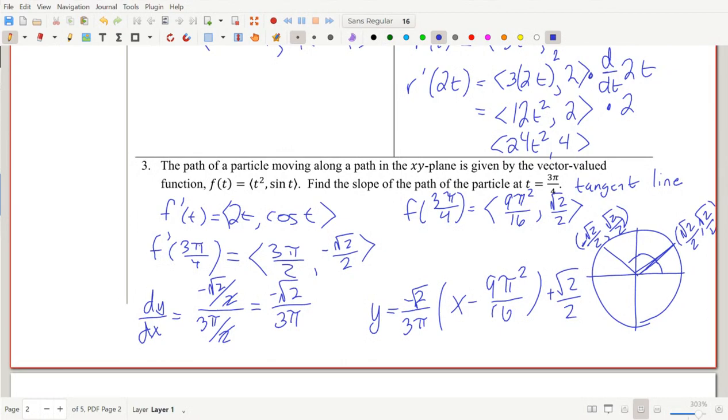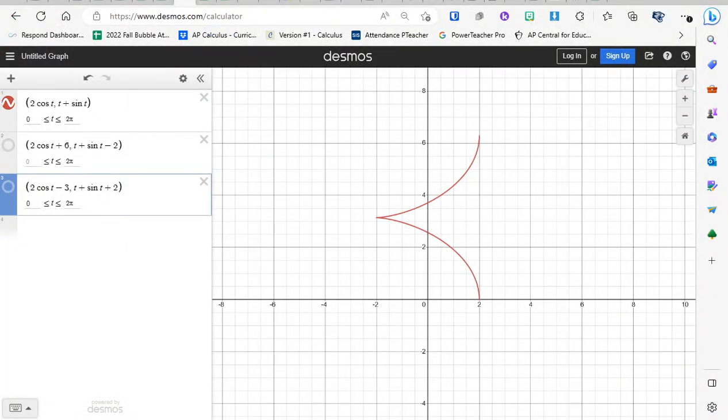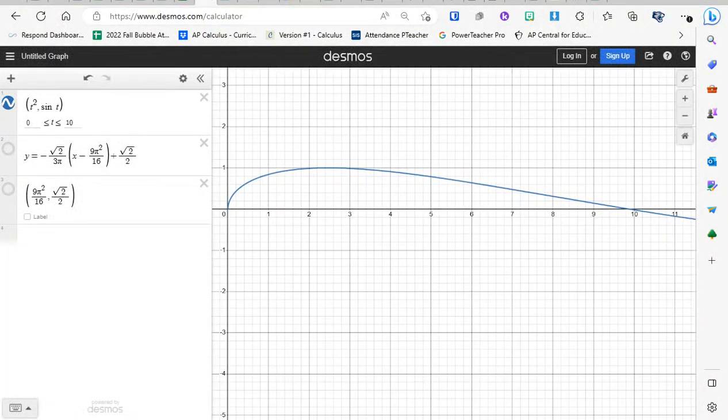I do have that somewhere in Desmos. Hopefully I can find it. I also have 45,000 tabs open. Maybe it's this one. Hey, look, there it is. So this is what t squared plus sine t looks like. I had t run from 0 to 10. Goes up and then slides down at the bottom. Here is the point that we're looking at when t equals, what was our t? Oh, 3 pi over 4, right?